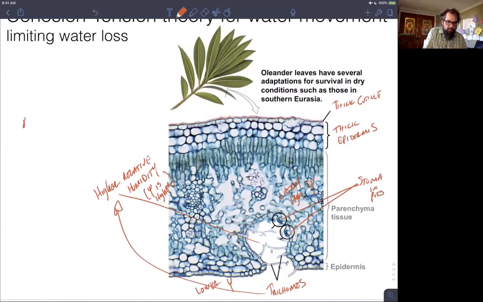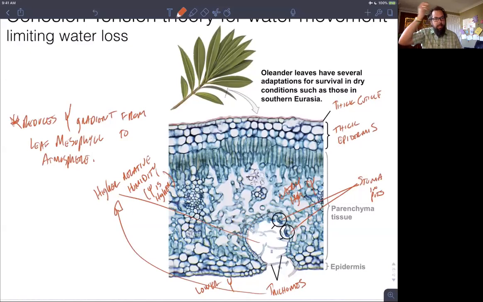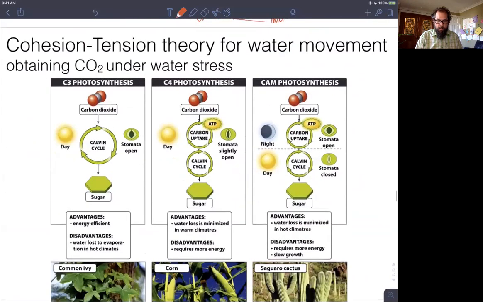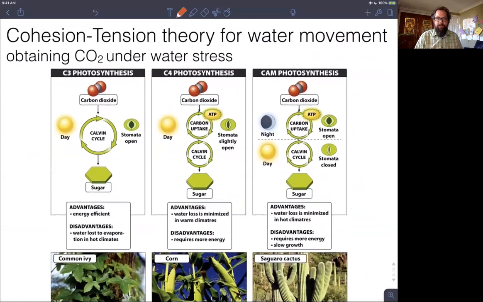So this reduces the water potential gradient from inside the leaf, from that leaf mesophyll, to the atmosphere. So that's a great trait to have, and it helps to balance that photosynthesis and transpiration compromise. So that's a morphological adaptation for limiting water loss.